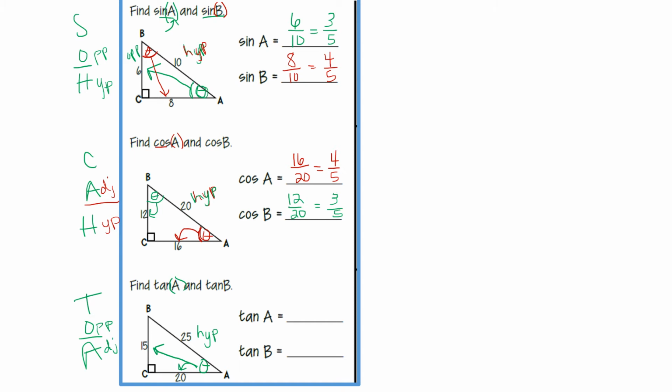So this time it looks like my opposite over adjacent is 15 over 20. Again, you can simplify, but you definitely don't have to. I'm going to, for the sake of the video, so you have the best notes possible.